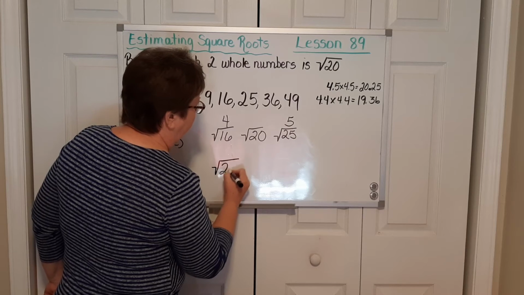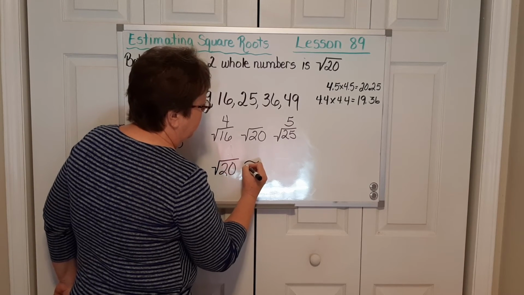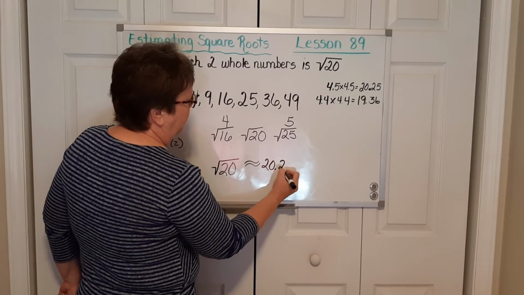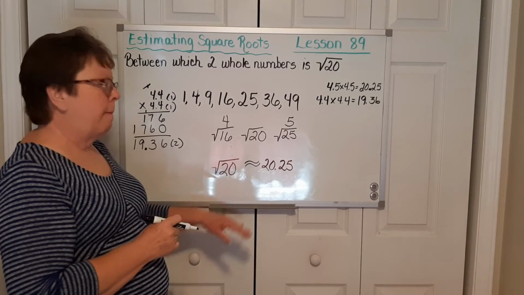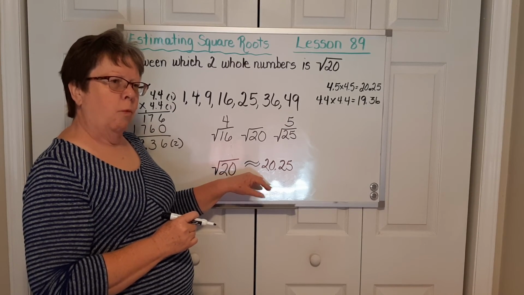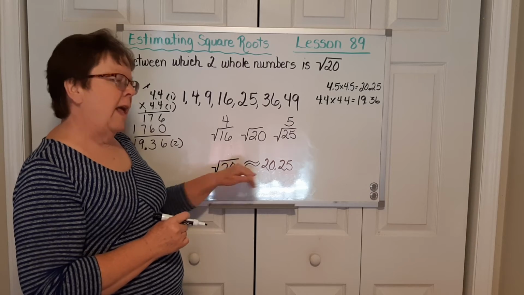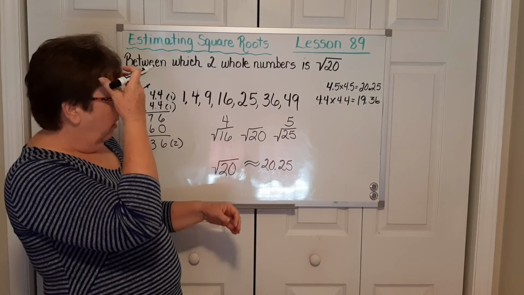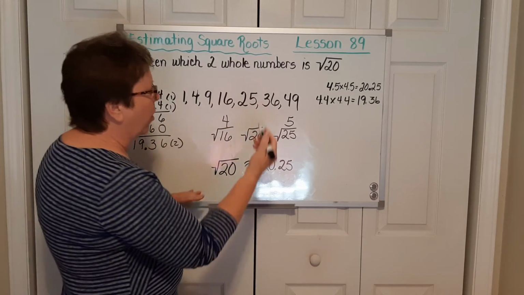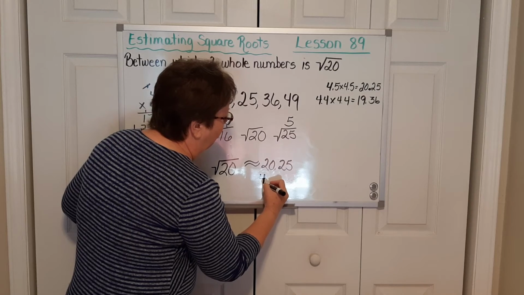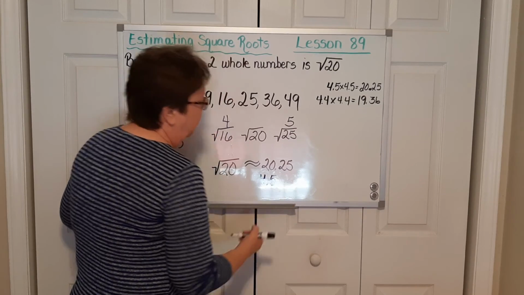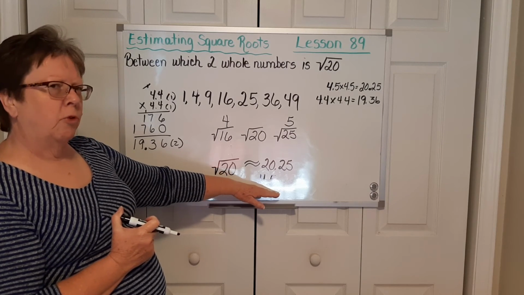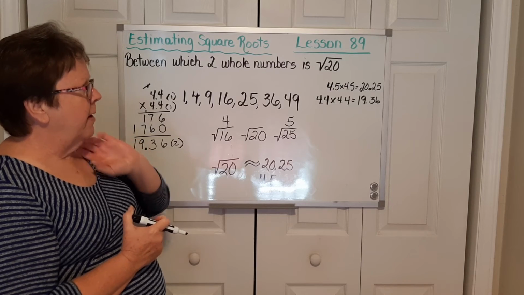So here's how we would put that. The square root of 20 is closest to 20.25. Okay, that means approximate. In another lesson way earlier in the year, we learned that the wavy equal sign means approximately equal to. Okay, you could write it as approximately equal to 4.5. That would be your approximate square root. So you want to write that. Okay, all right, that's part 2.